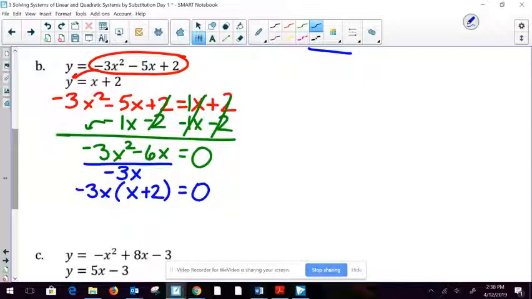Now that I have my two factors, I can find out what y is. So I set them each equal to 0 and solve. So x plus 2 equals 0.